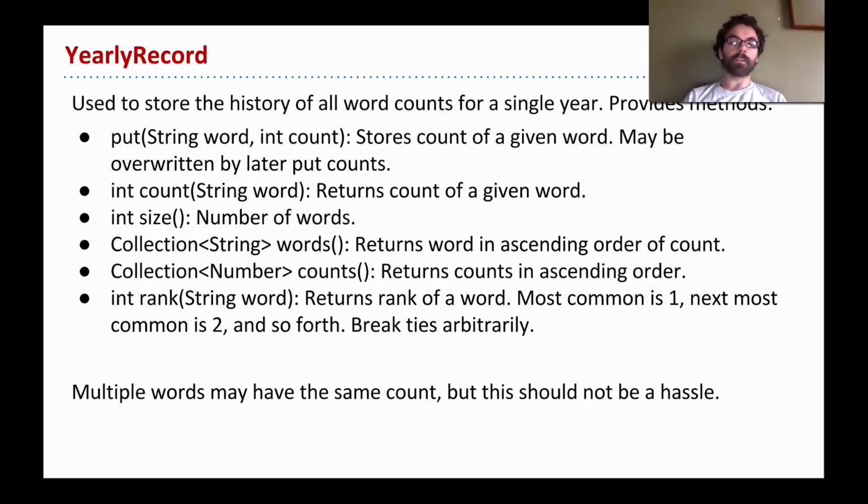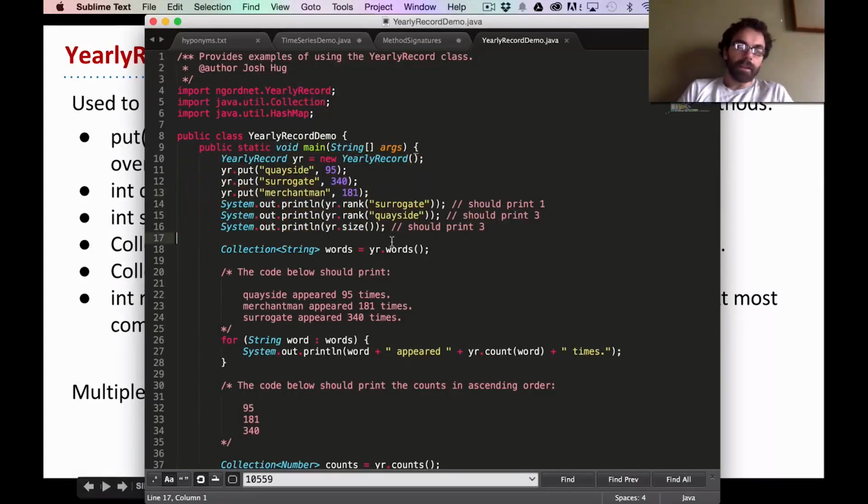So the spec and the Java docs lay out a little bit more about the yearly record class, but you might find the demo also very helpful. So a yearly record specifically represents what it means. In a particular year, it's the counts of all words. So this yearly record represents the counts in some unknown year. The yearly record doesn't know what year it's from. That's someone else's job. So in this yearly record, we put in Quayside 95, Surrogate 340, Merchantment 181. In other words, these are the counts of each of these words in whatever year this yearly record corresponds to.